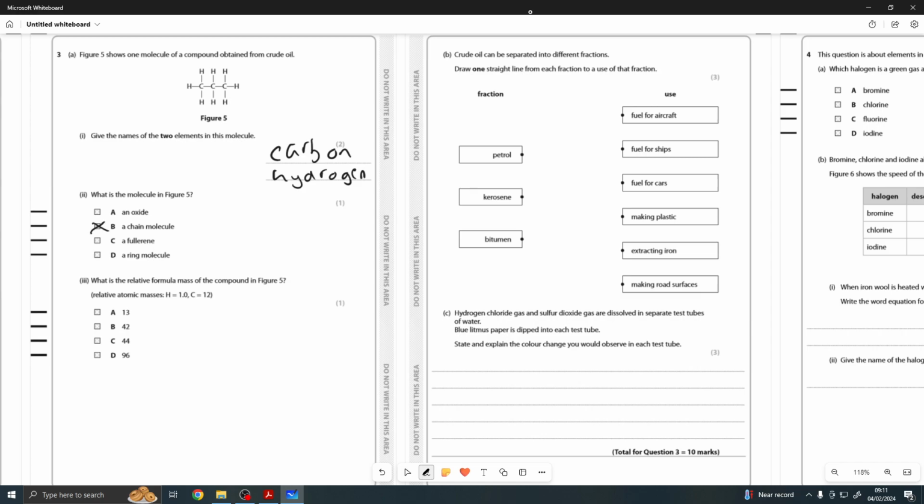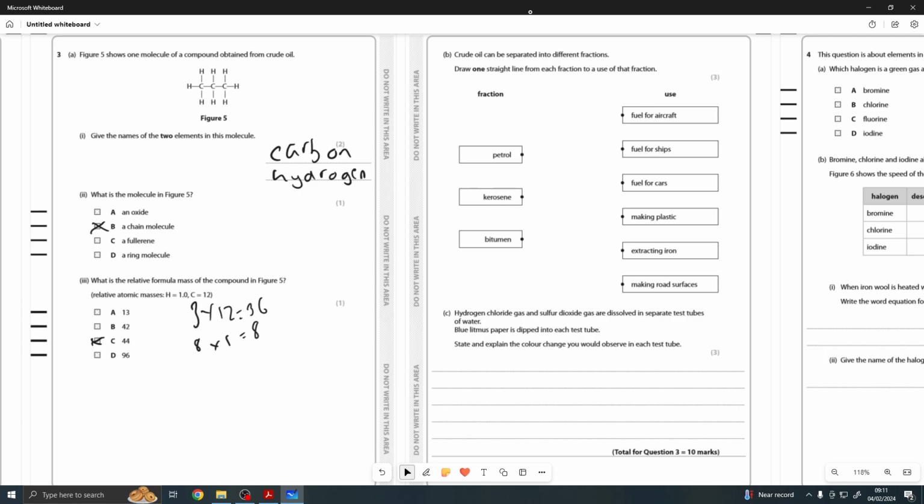Now, what is the relative formula mass of that compound in figure 5? All you've got to do there, remember, is there are 3 C's times 12, that equals 36. There are 8 H's, each 1, that's 8, and that means it's 44. Okay, lovely.